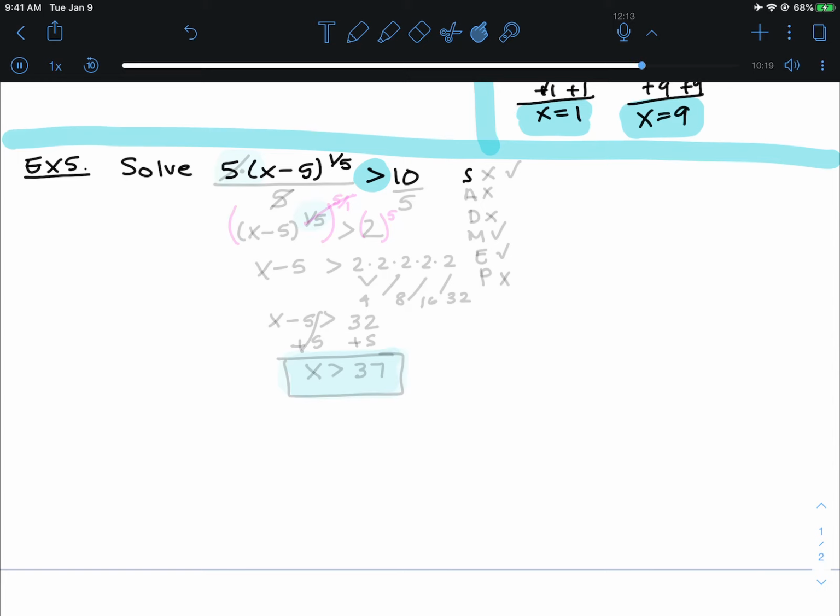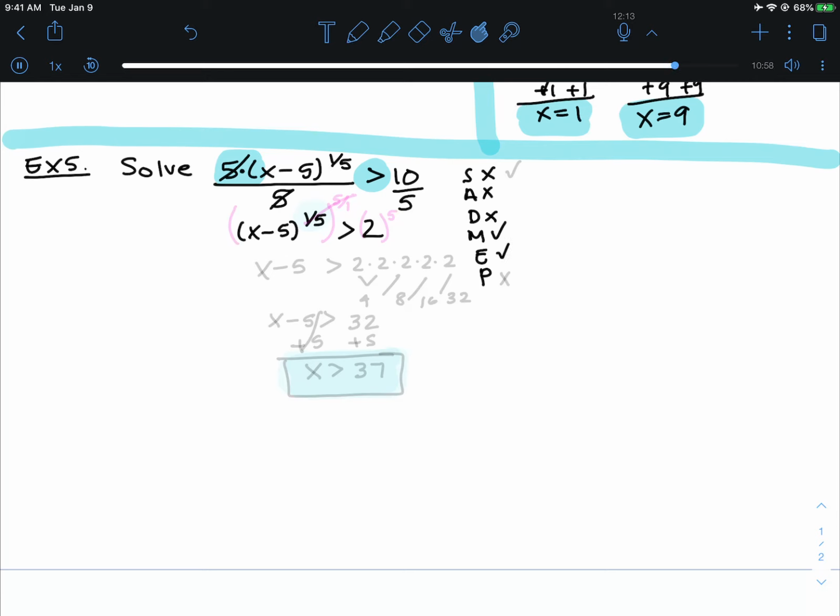Okay, so what are we going to do? We're still going to solve this using SWBAT. Do I have subtraction? Yes, I do, but it's inside the parentheses, so I'm going to move on. Addition, no. Division, no. Multiplication, yes. Where's this multiplication happening? Right here between 5 and the parentheses. So I'm going to divide by 5. What I do to one side, I do to the other. So now I get x minus 5 to the power of a fifth is greater than 10 divided by 5, which is 2.